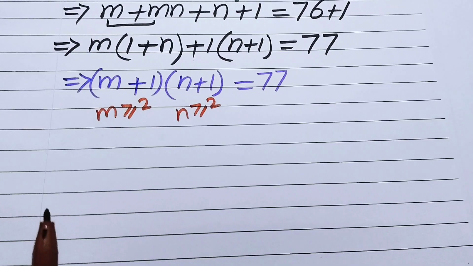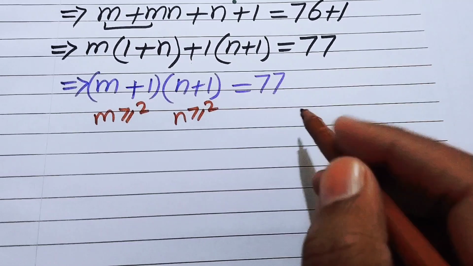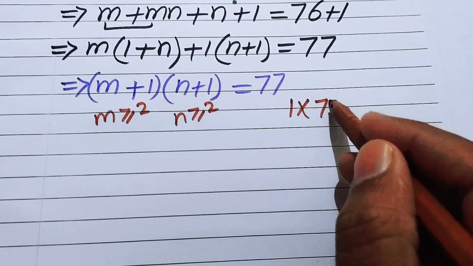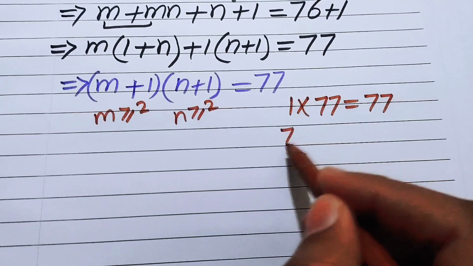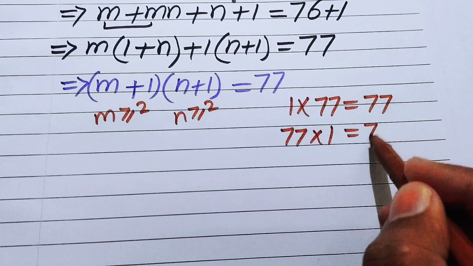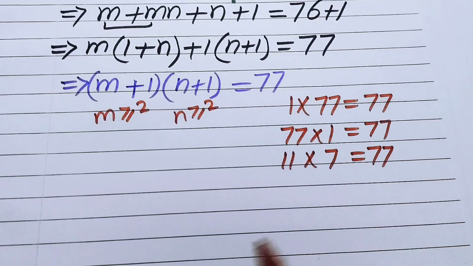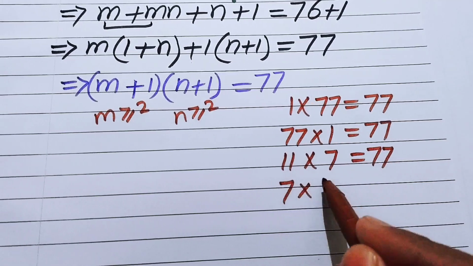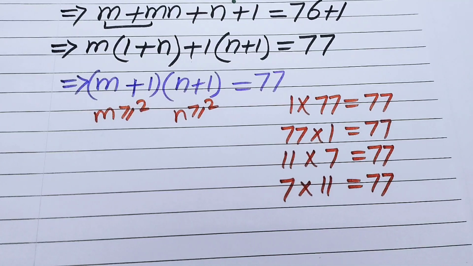So now first we find the possibilities in which we get 77. We have 1 times 77 equals 77, and the second possibility is 77 times 1 equals 77, and 11 times 7 is also 77, and 7 times 11 is again 77. So we have these four possibilities, and now we check which possibility is satisfied according to the given conditions.